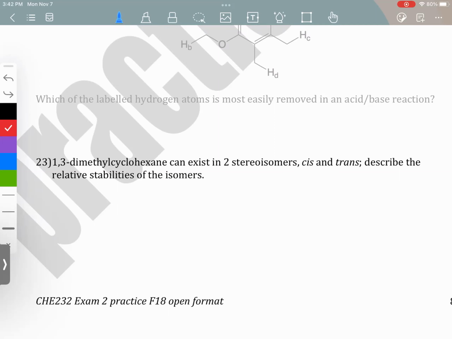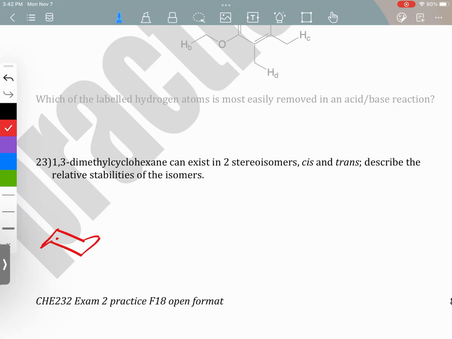1,3-dimethylcyclohexane can exist as 2 stereoisomers, cis and trans. Describe the relative stabilities of the isomers. Although this question doesn't seem like it, what he's asking you about is the chair conformation of the stereoisomers. So we have to draw the chair conformation of each, the cis and the trans. So let's do the cis.